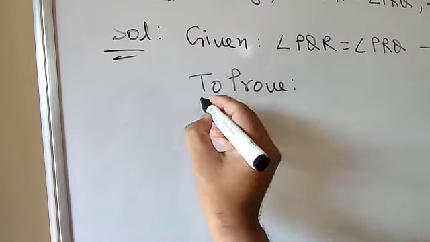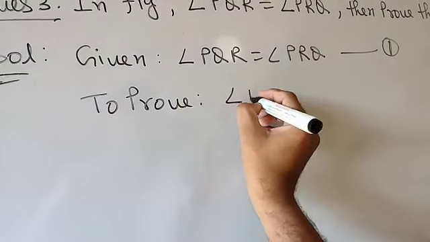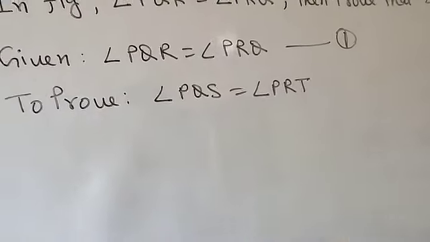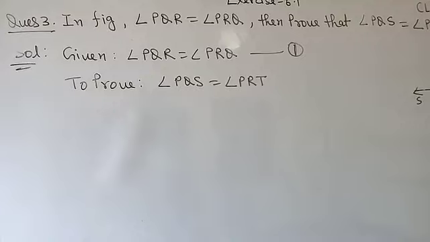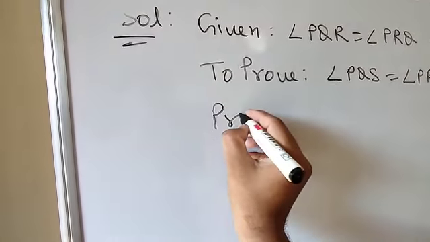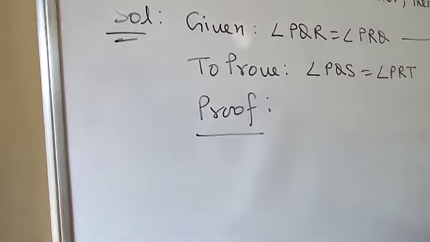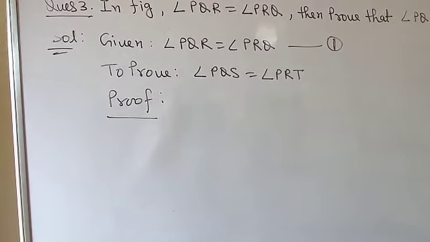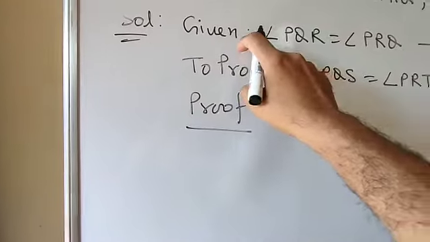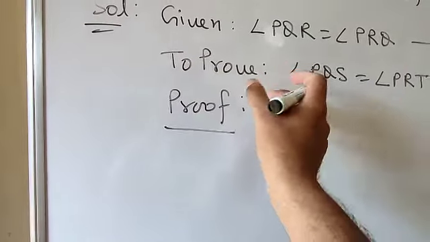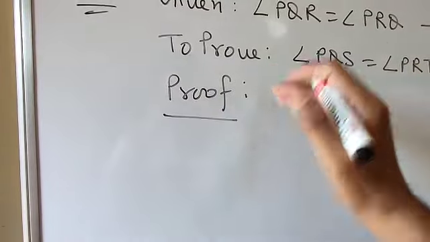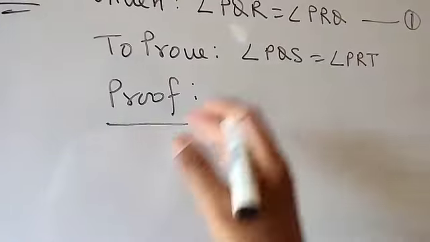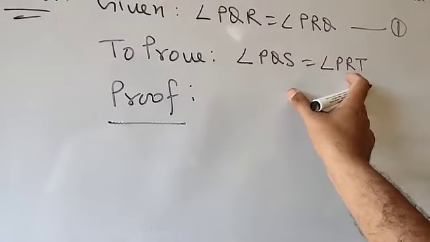what are you going to prove here? You need to prove that angle PQS equals angle PRT. Now I am going to give the proof here. If you are going to give the proof of any question where it is asked to prove that, then the proper way is: first you write given, then to prove. To prove means what you are going to prove here, and then proof means you are going to give the proof. Now here you need to prove that PQS and PRT are equal.